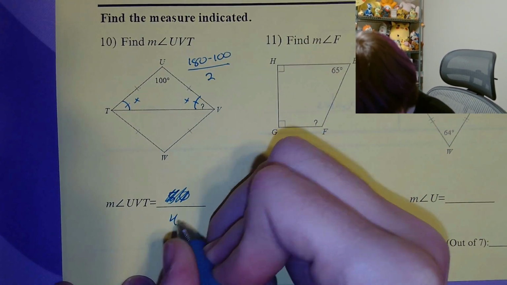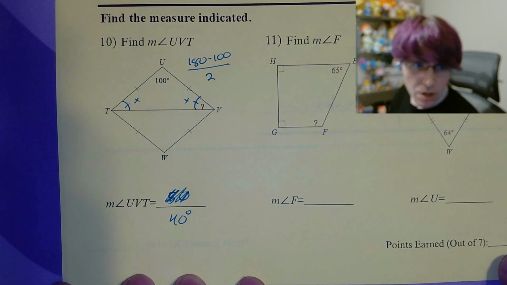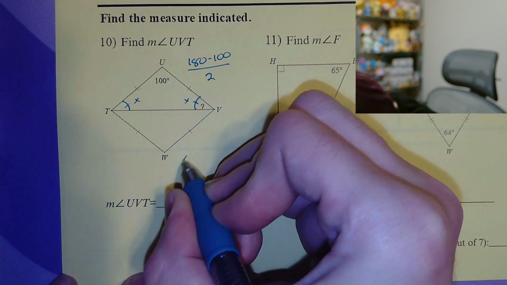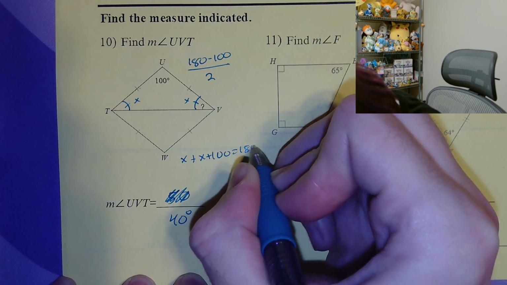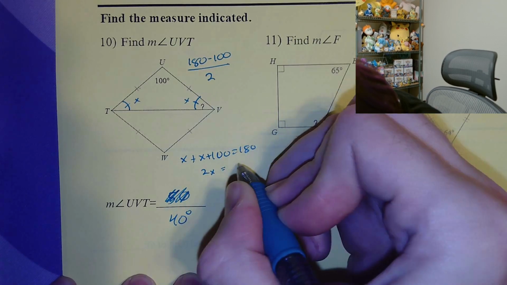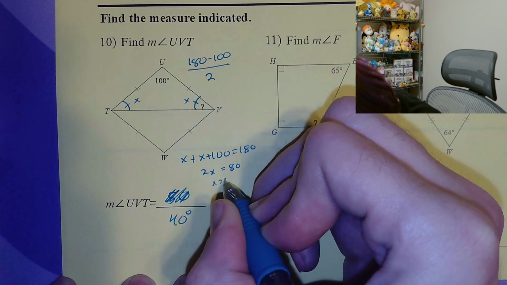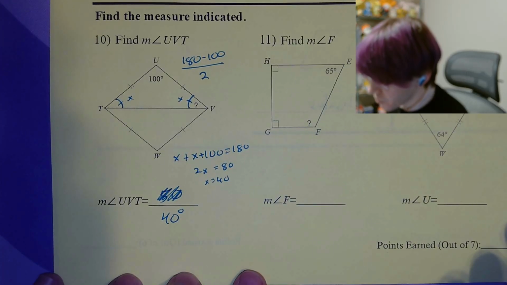Oh my gosh, Mr. Richards. Almost messed that one up. By the way, if you want to do an equation for this one instead, it would have been x plus 100 is equal to 180, or 2x equals 80, or x equals 40. There's another way of doing it if you want to check it out that way.